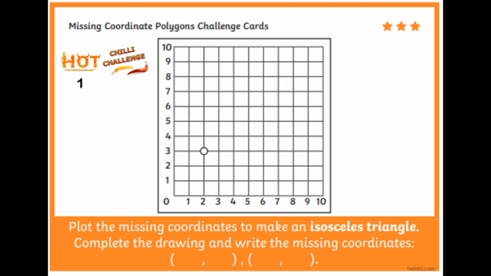Okay, so there's an isosceles triangle, there is one for a parallelogram, there's one for a trapezium, and there's one for a pentagon. Okay, so there's 4 there in total. Good luck.